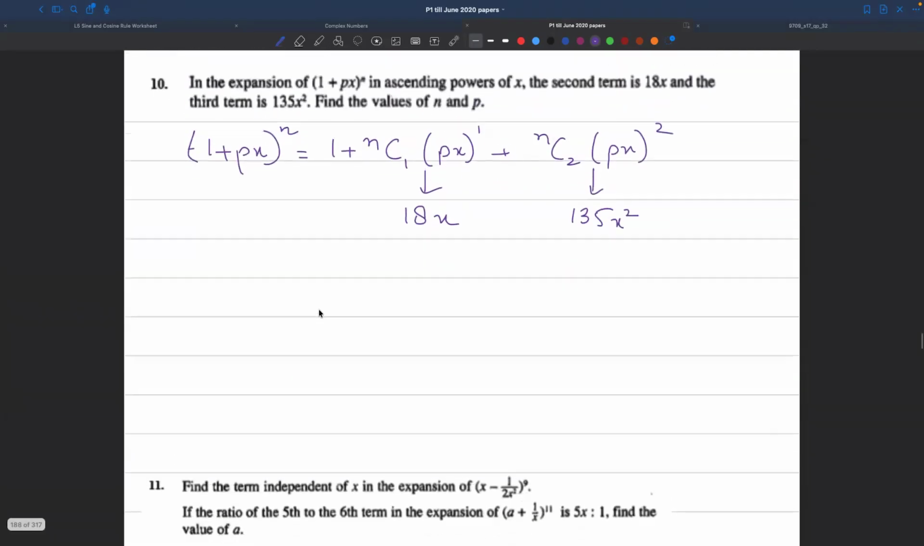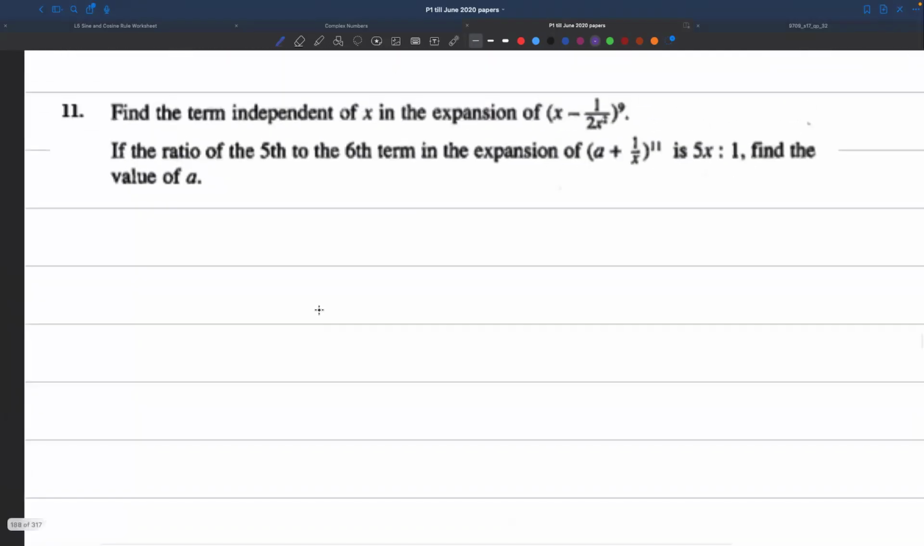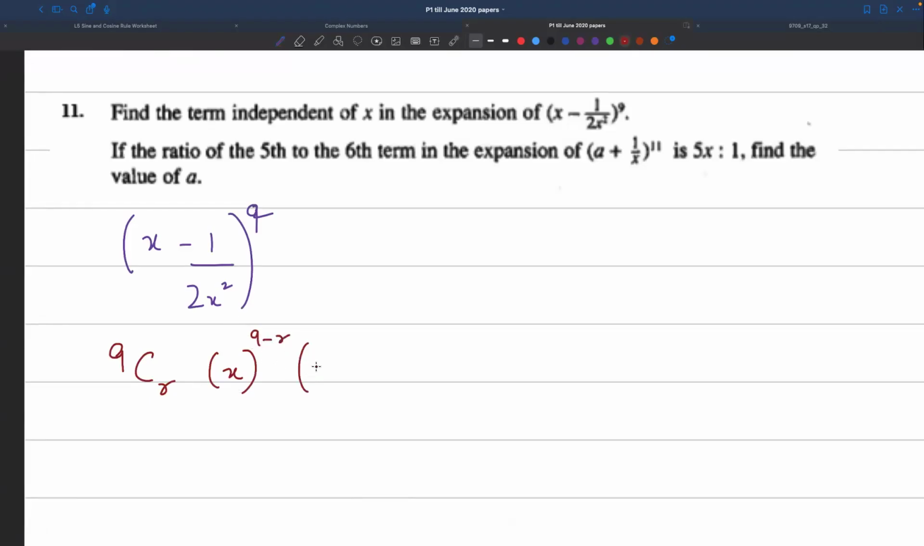Okay. I will do 11. Find the term independent of x in the expansion of x minus 1 upon 2x square. I'm sorry for this, but I'm pretty sure this power is 9, not 2. Okay? 9. Okay. Independent of x. Let me just follow exactly what I explained in the last class. I will first write it as nCr. A is x to the power 9 minus r, and b is x power minus 2.